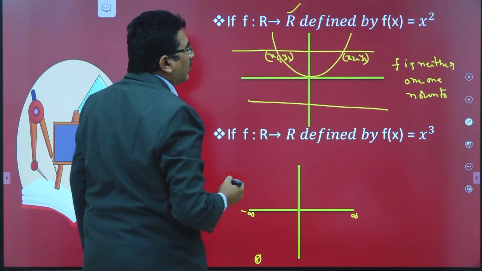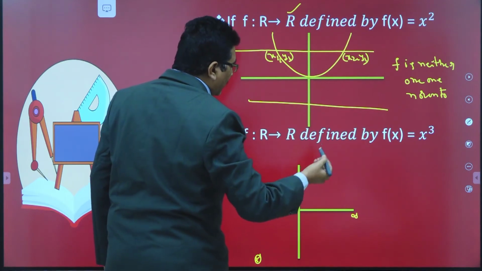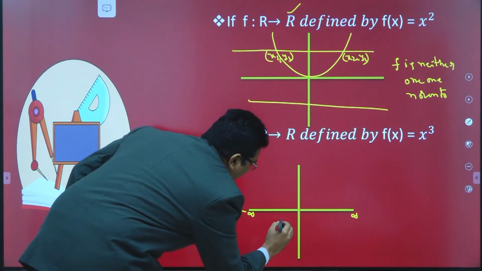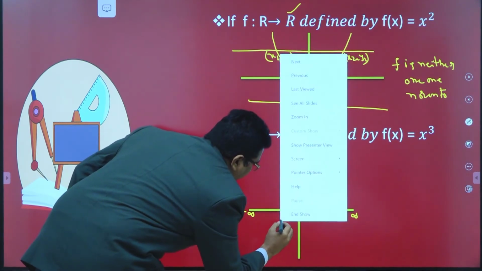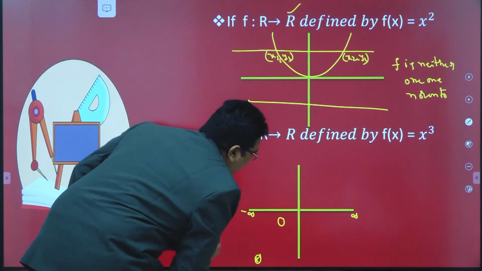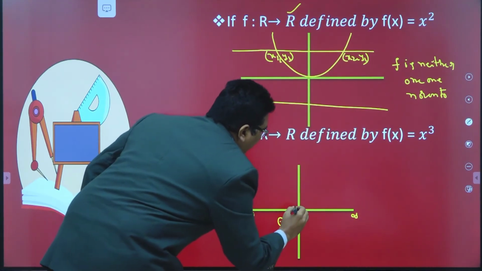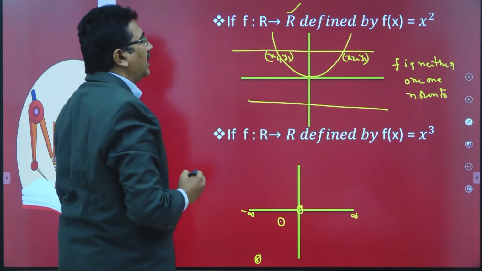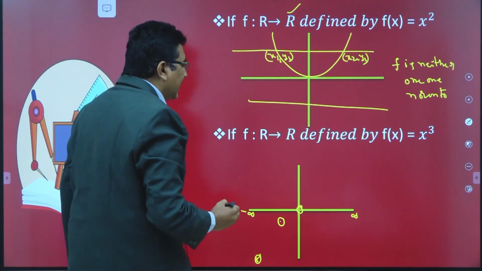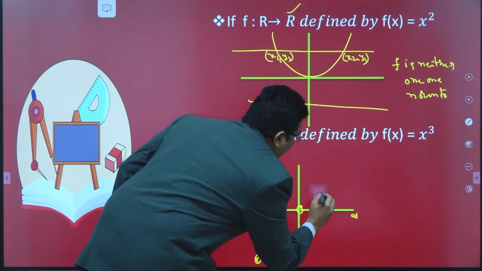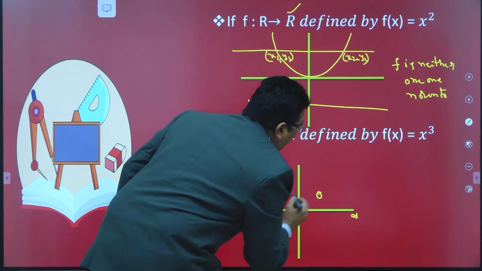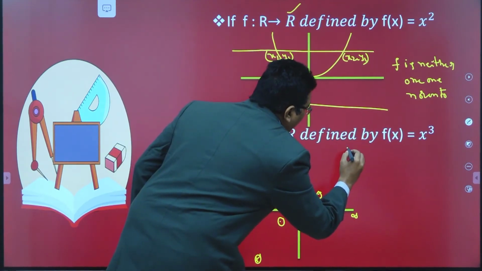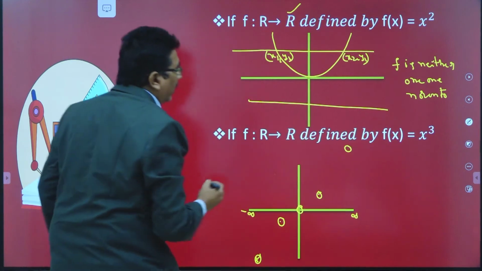Suppose x equal to minus 1, f of x is equal to minus 1. Suppose this is a point minus 1 comma minus 1. Now put x is equal to 0, y is also equal to 0. Now f of 1 is equal to 1. Suppose this is a point 1 comma 1. Now x equal to infinity, f of infinity is equal to infinity. Suppose this is a point.